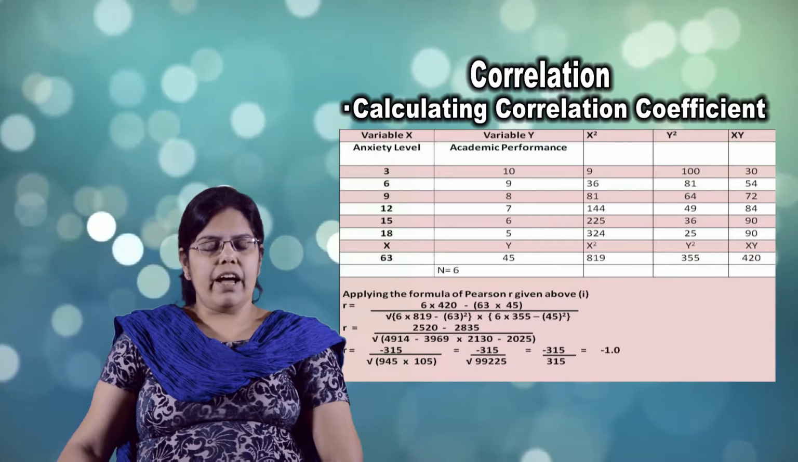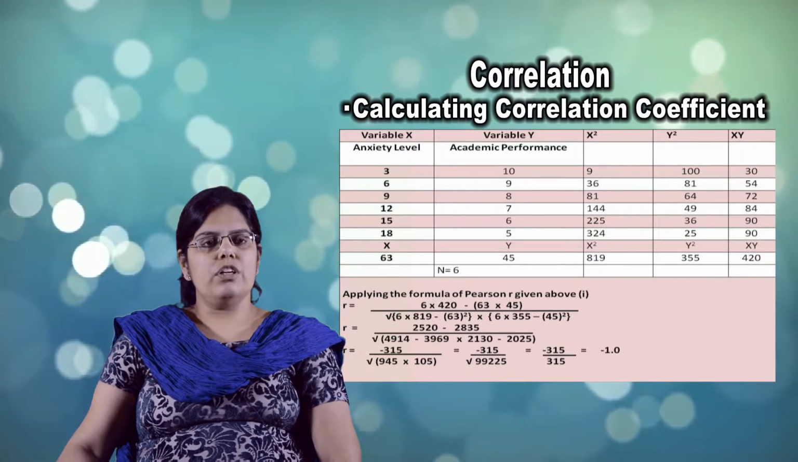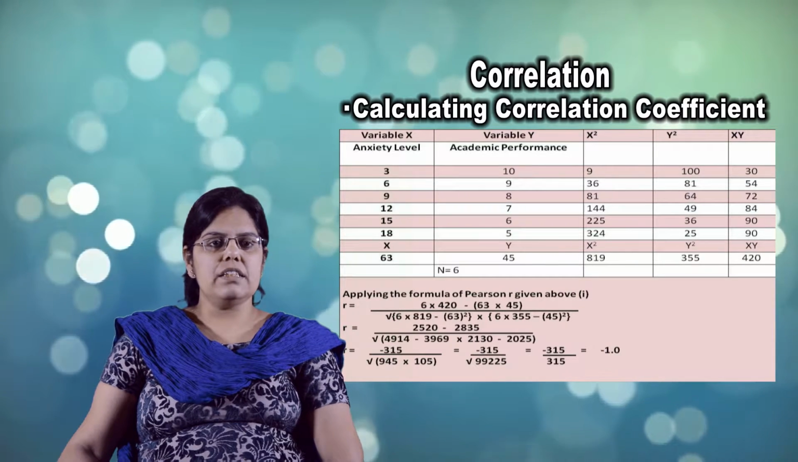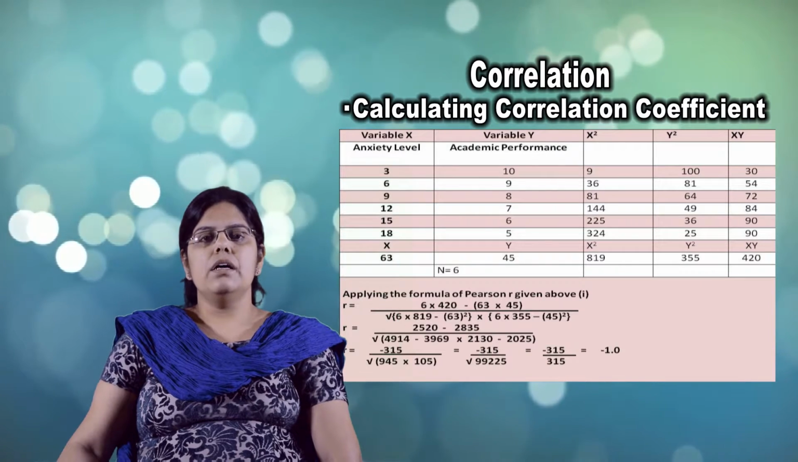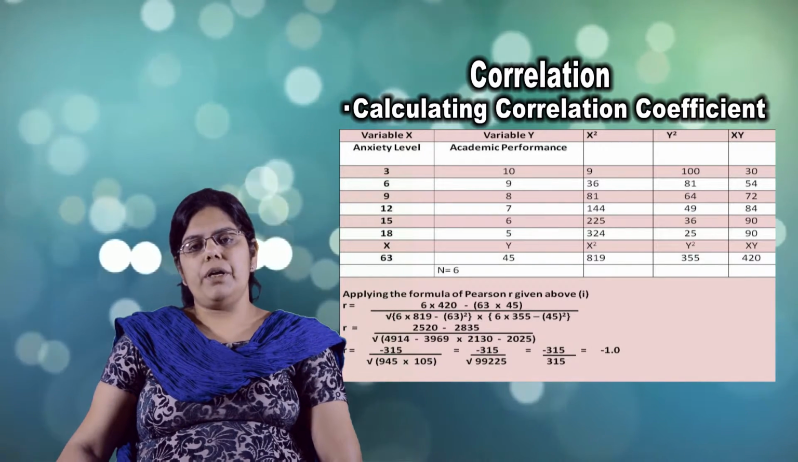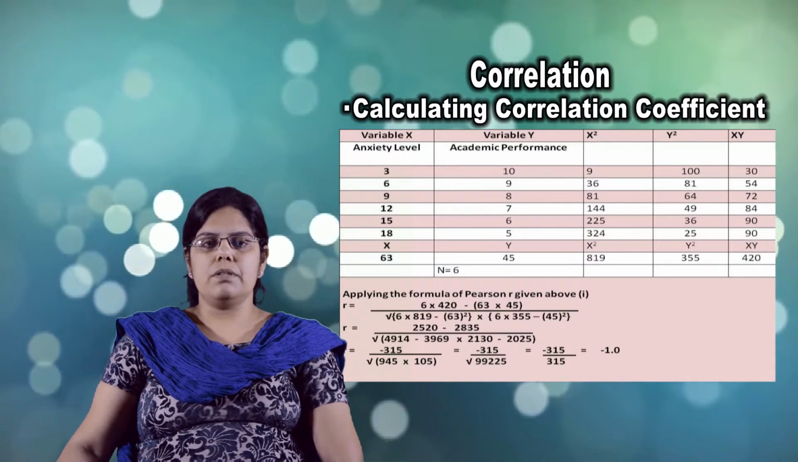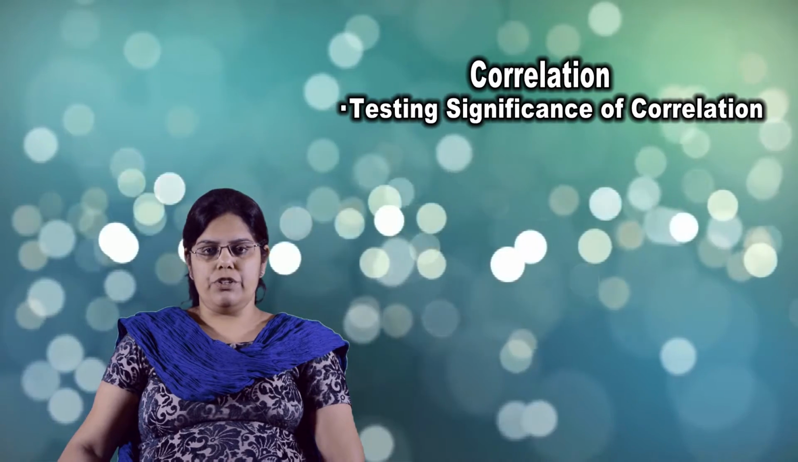Applying the values in the formula given above, the calculation of correlation coefficient R in this case is -1. Thus, there exists a perfect negative correlation of -1 between variable x and variable y. Let's test the significance of correlation.